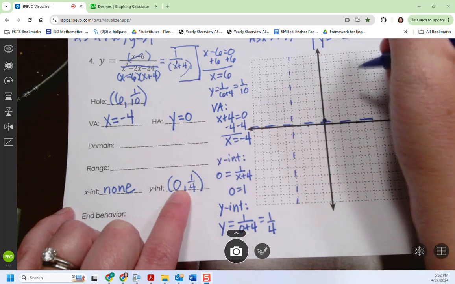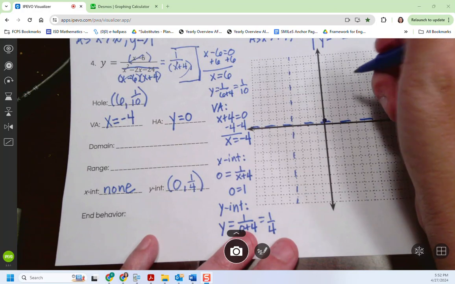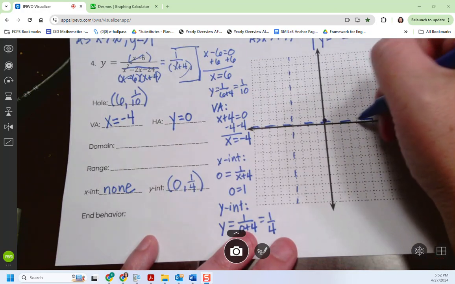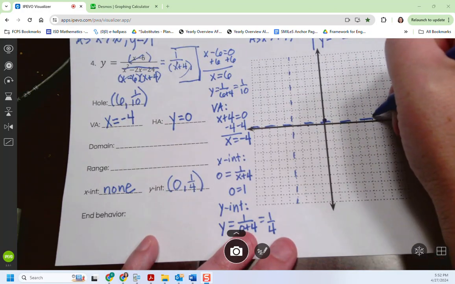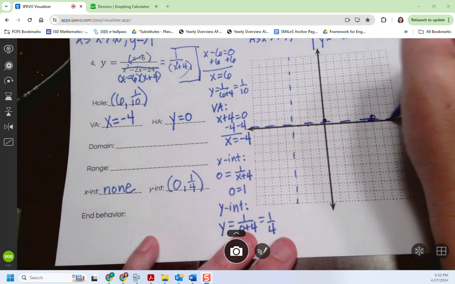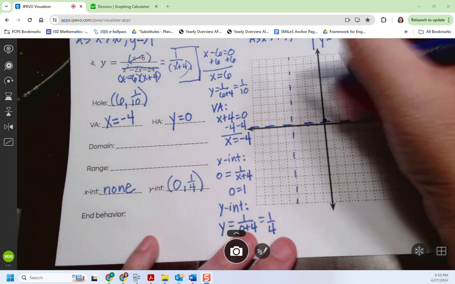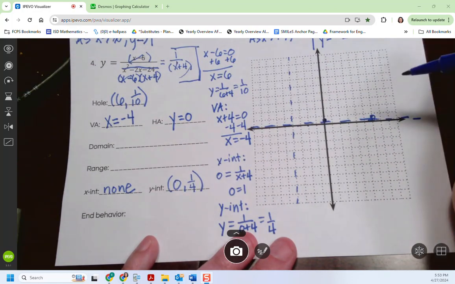And I want to graph also the hole at 6, 1/10. So (0, 1/4) was here, and then 6: 1, 2, 3, 4, 5, 6, 1/10. It's going to be really small. It's kind of hard because I drew my asymptote a little bit higher, but I'm going to say it's about there. Okay, so that's probably enough points, but maybe I'll put another point on anyway.